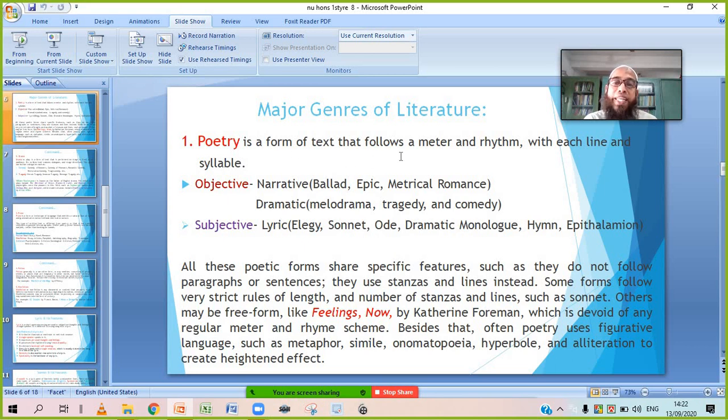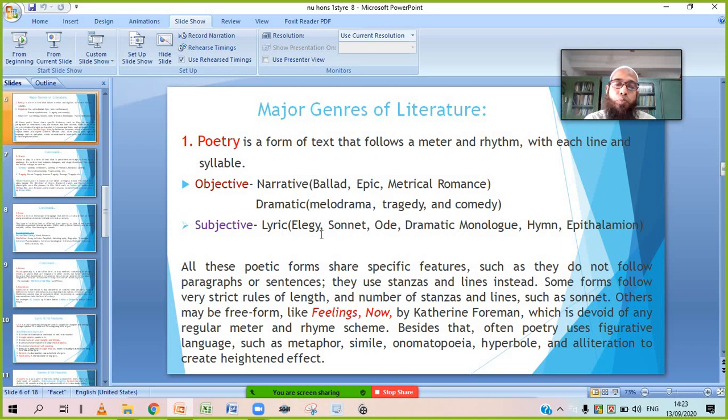So poetry is a form of text that follows a meter and rhythm with each line and syllable. Poetry is mainly two types, objective and subjective. Objective poem is again divided into two categories, narrative and dramatic. Narrative poems include ballad, epic, metrical romance, and dramatic poetry includes melodrama, tragedy, and comedy. And subjective poetry includes lyric.